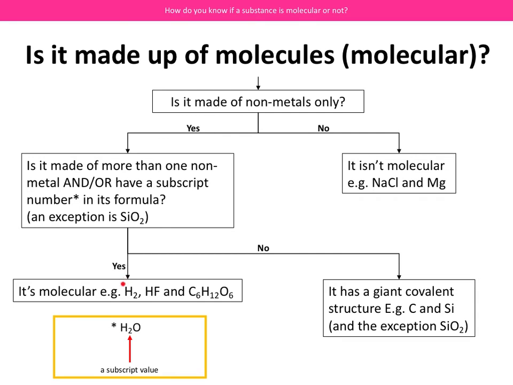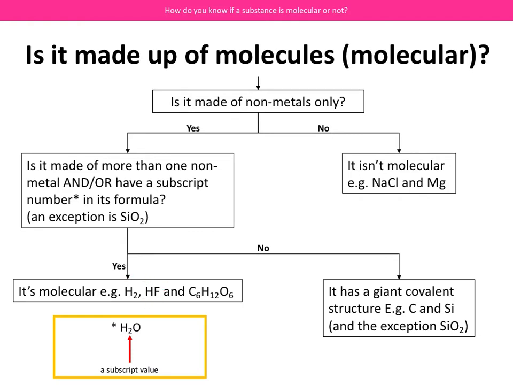So let's see how we got to hydrogen, H2. Is it made of non-metals only? Well, the only element in it is hydrogen. That is a non-metal, so the answer is yes. Is it made of more than one non-metal? No, it's just hydrogen, so there's a no to that, but we've still got to ask the second question. Does it have a subscript number in its formula? We can see that little small 2 there, so the answer is yes to that. We only have to answer yes to one of these questions, and then that tells us it's molecular.